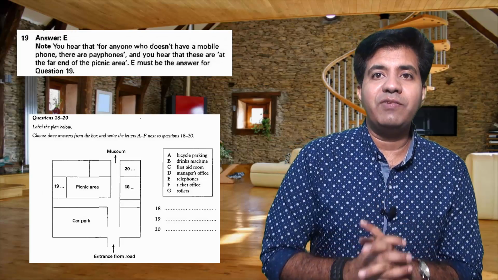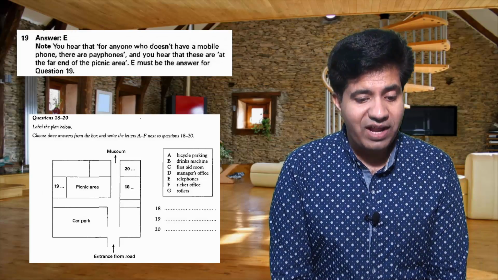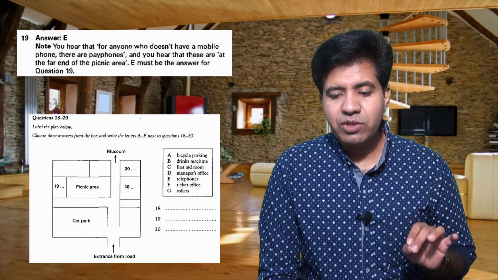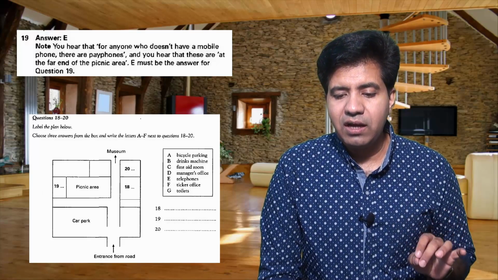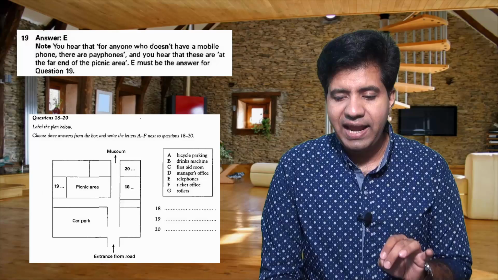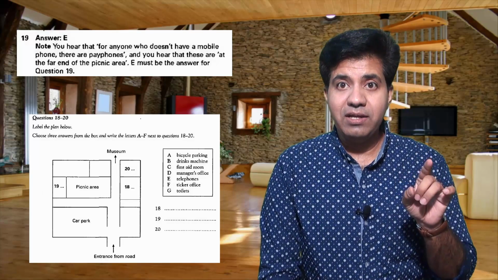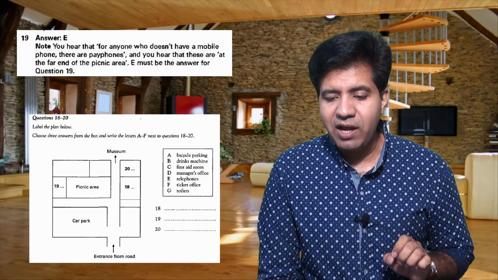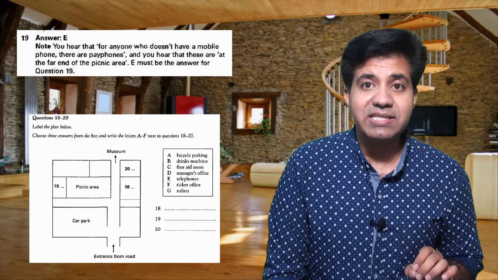Question number 19, what is your answer? Okay, the correct answer is E for elephant, and that is telephones. They mentioned, note, you hear that for anyone who doesn't have a mobile phone, there are payphones, and you hear that these are at the far end of the picnic area. There is the picnic area and the far end of the picnic area. E must be the answer for question number 19, and that is telephones.